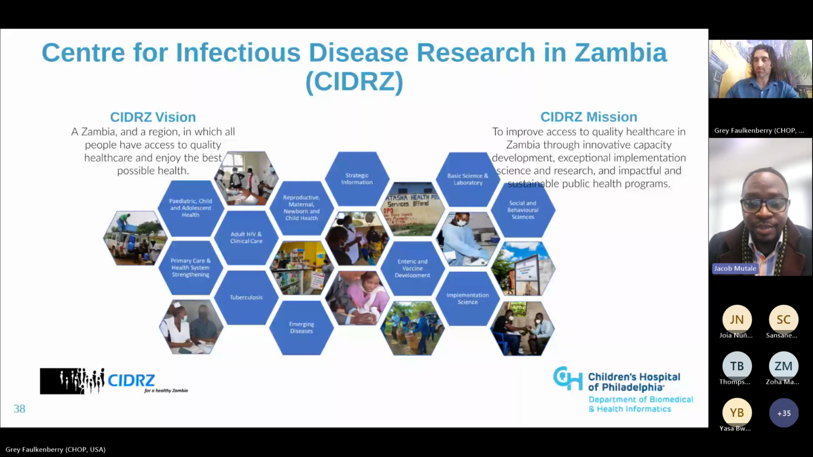So CIDRZ is an independent, local, non-governmental health organization that has been an active partner for the government of the Republic of Zambia through the Ministry of Health and other ministries since 2001. CIDRZ experts utilize innovative and collaborative approaches to develop research, health services, and training initiatives with measurable results. The CIDRZ vision is a Zambia and a region in which all people have access to quality healthcare. And our mission is to improve access to quality healthcare in Zambia. Next slide.